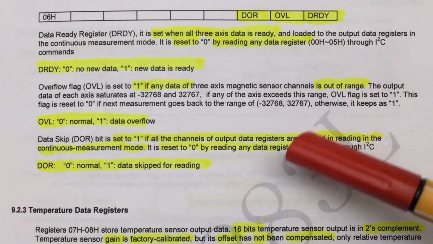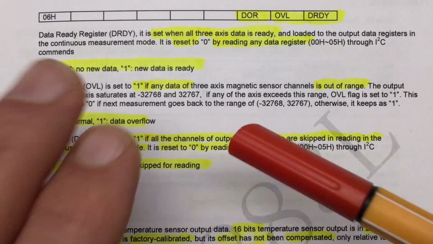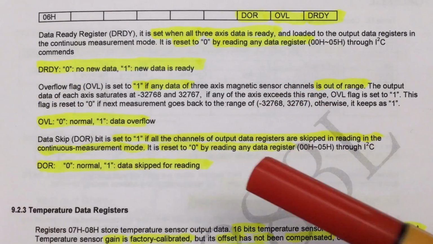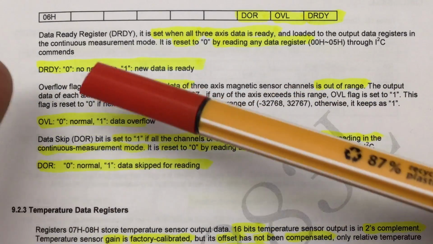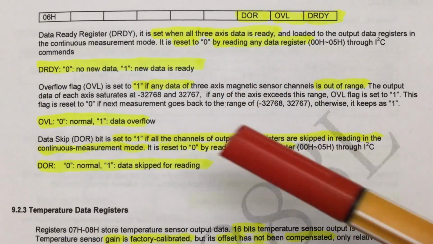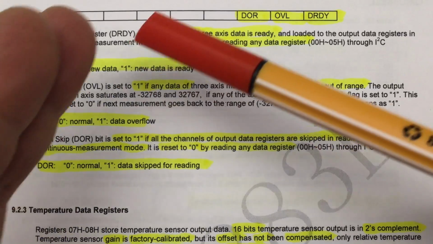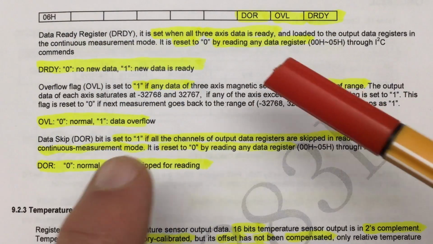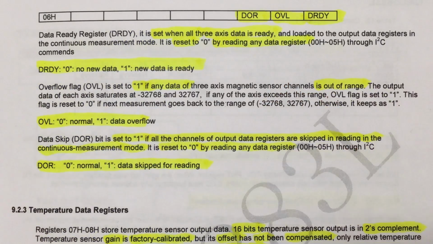The last bit, DOR, data skipped, is the most complicated but fortunately also the least important for normal applications. It's set when you don't read out a measurement from the chip via I2C, meaning the chip takes a measurement, you don't read it out, and the chip takes the next measurement. Then that bit is set, indicating that you skipped a measurement.